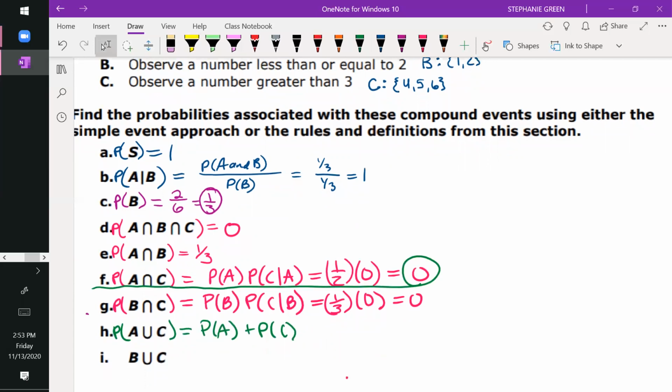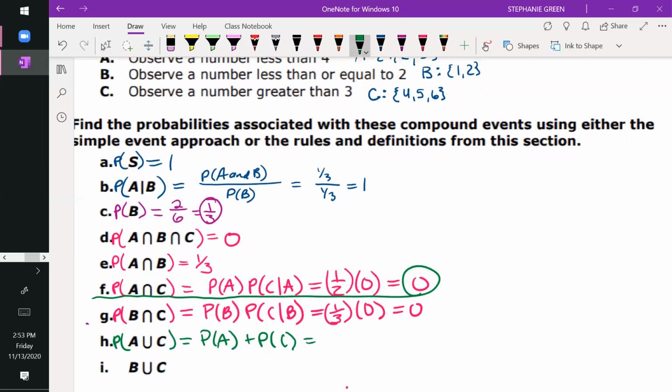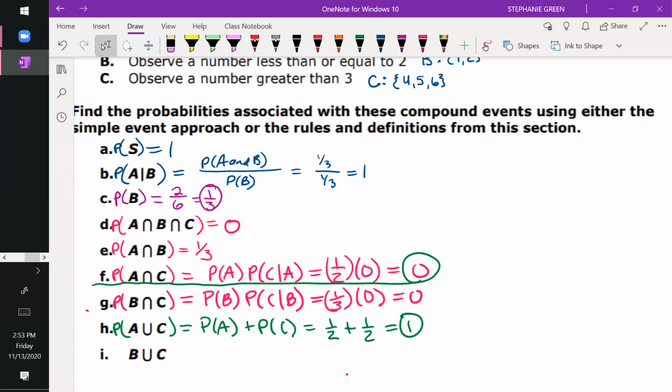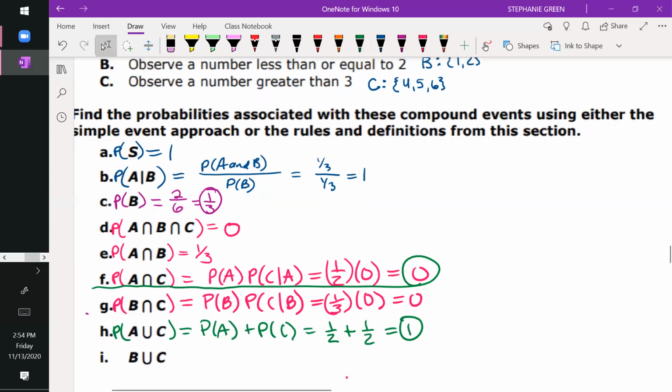So the probability of event A, there's 3 outcomes out of 6, 1/2. And same thing for part C, 4, 5, and 6, that's 3 outcomes out of 6, so that's 1/2. And 1/2 plus 1/2 is 1. The probability of getting A or C is 1, meaning it's guaranteed to happen because if I combine those two events, I have every outcome possible.